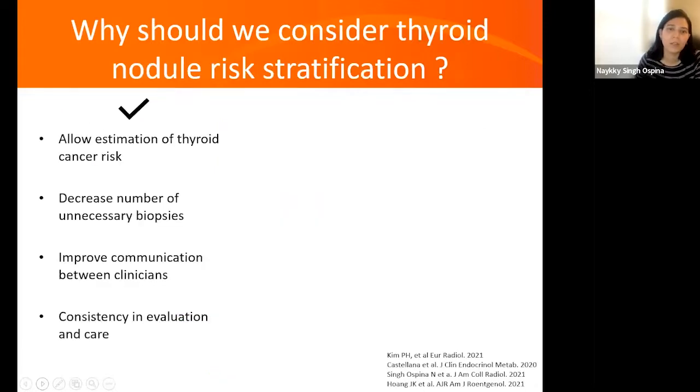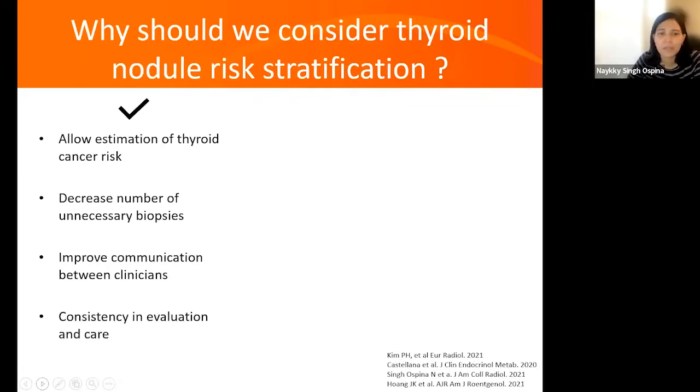Now, in terms of how thyroid nodule risk stratification can help us, I have listed here the positive things of thyroid nodule risk stratification. So one, it can allow us to estimate the risk of thyroid cancer in a particular nodule. So that's very helpful. Clinically, you will be concerned for those that have higher risk compared to low risk.